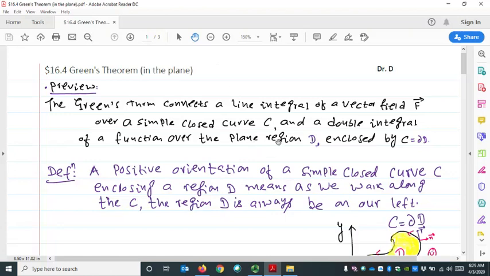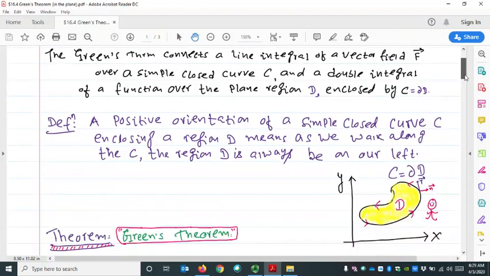First, definitions. Let me scroll down. A positive orientation of a simple closed curve C enclosing a region D means as we walk along the curve, the region D is always on our left. So that means the positive orientation of a simple closed curve C refers to a single counterclockwise traversal of C.